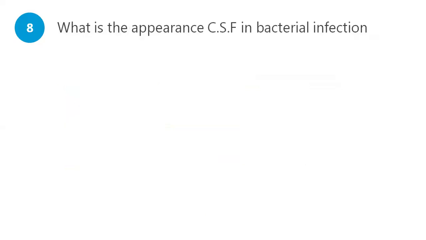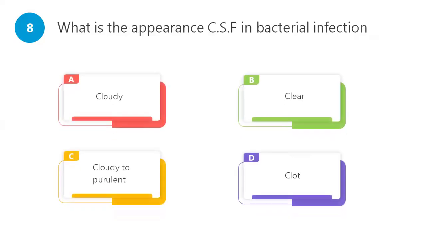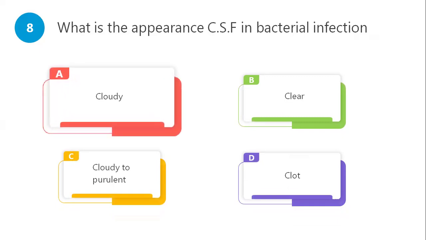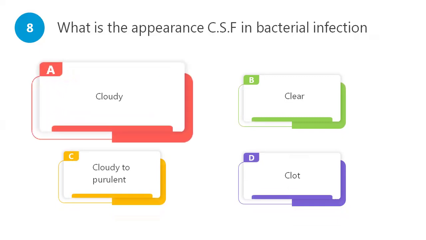Next question, what is the appearance of CSF in bacterial infection? Option A, cloudy. Option B, clear. Option C, cloudy to purulent. Option D, clogged. Here the right answer is option A, cloudy. The normal CSF is clear and colorless. In case of bacterial infection, the CSF will be cloudy.